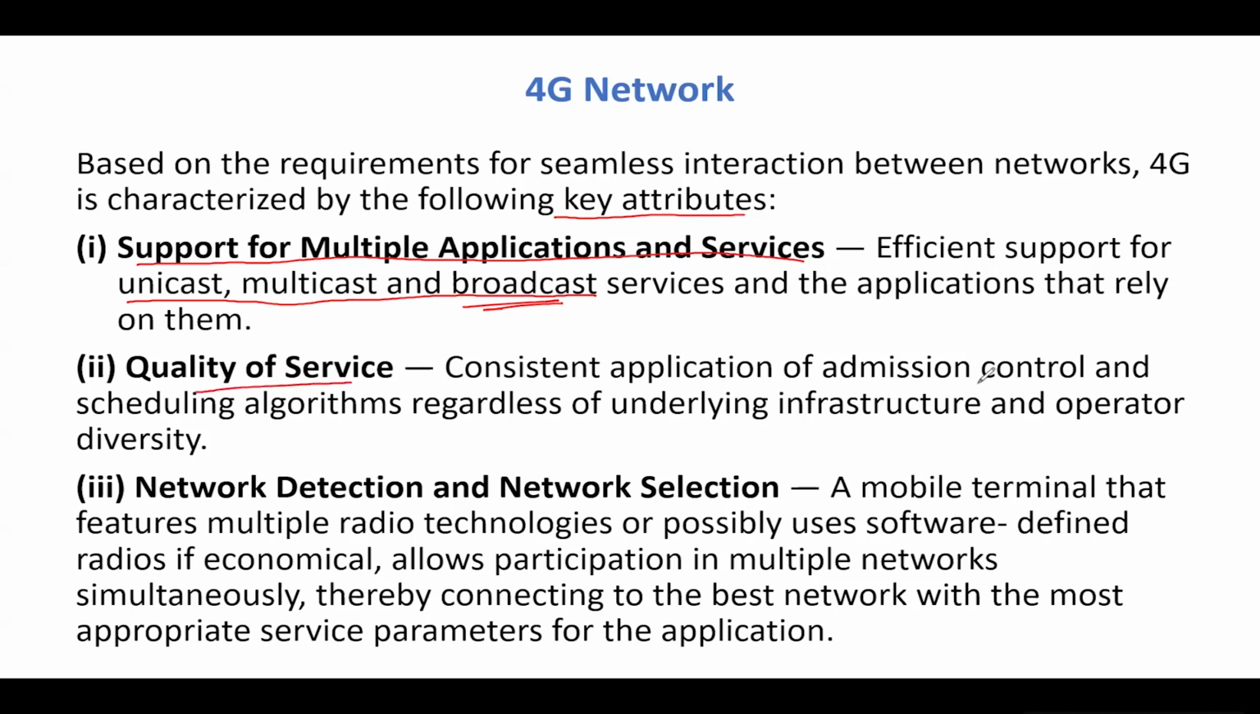Quality of service: consistent application of admission control and scheduling algorithms regardless of underlying infrastructure and operator diversity. So using these algorithms, regardless of the underlying infrastructure, the quality of service is very good. Then network detection and network selection. A mobile terminal that features multiple radio technologies, or possibly uses software-defined radios, allows participation in multiple networks simultaneously, thereby connecting to the best network with the most appropriate service parameters for the applications. So when multiple networks are available, it will detect the best possible network for us, and that network will be selected for the services. Here it is not just about data and multimedia transfer; it focuses on better quality, better service, and better support, which is 4G.